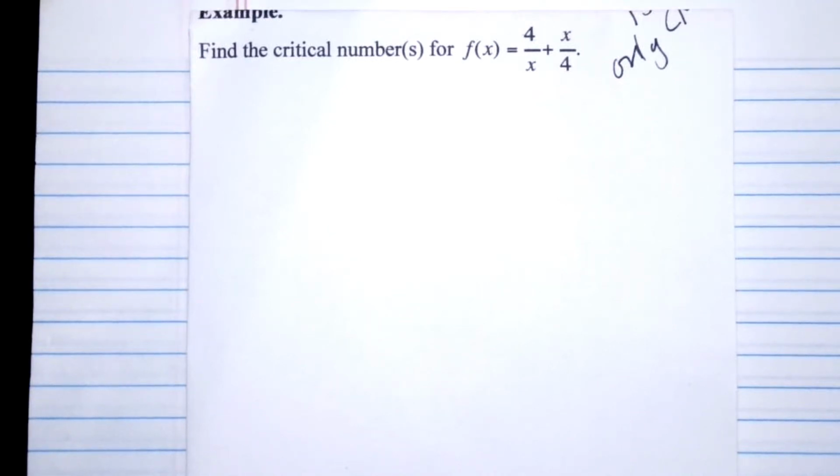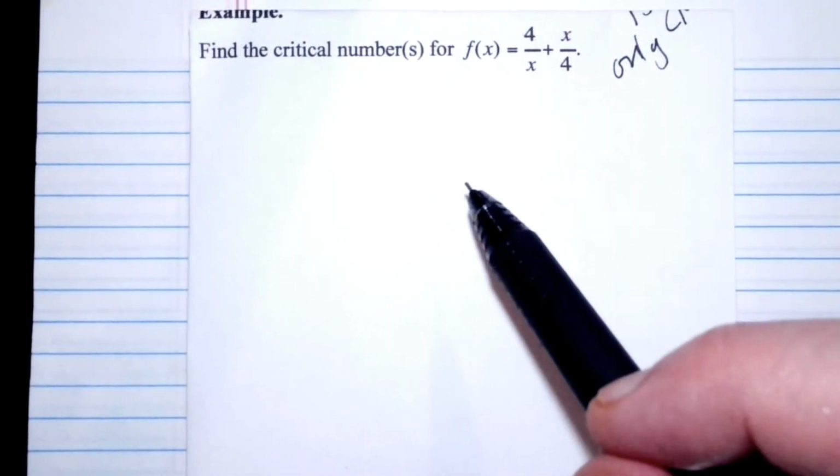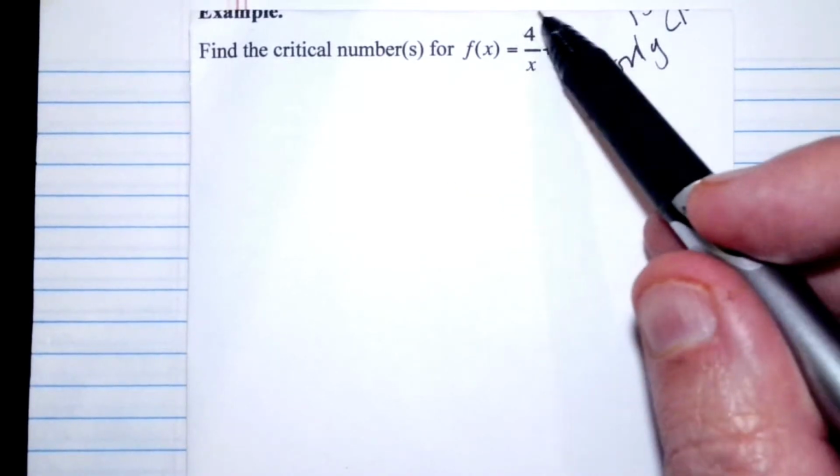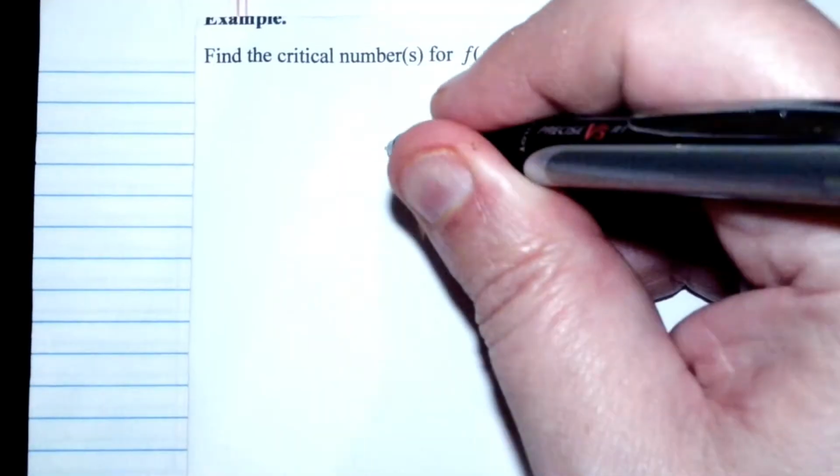Now let's look at a third example. Find the critical numbers for f of x equals 4 over x plus x over 4. I want to begin by noting something. Remember that a critical number can only occur where the function is defined. This function is not defined at x equals 0.